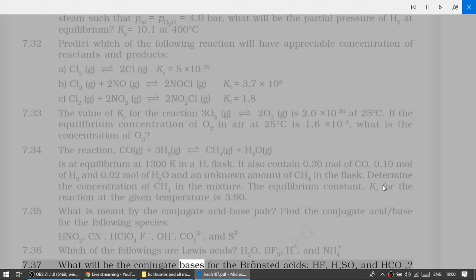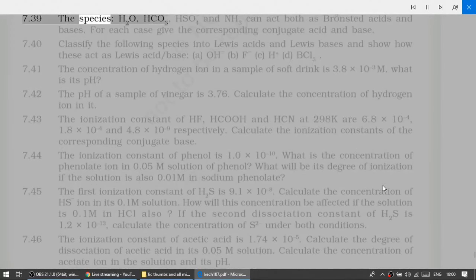7.37. What will be the conjugate bases for the Bronsted acids HF, H2SO4, and HCO3-? 7.38. Write the conjugate acids for the following Bronsted bases: NH2-, NH3, and HCOO-. 7.39. The species H2O, HCO3-, HSO4-, and NH3 can act both as Bronsted acids and bases. For each case give the corresponding conjugate acid and base.